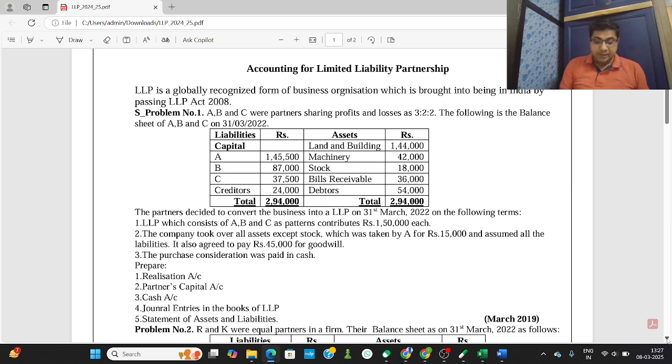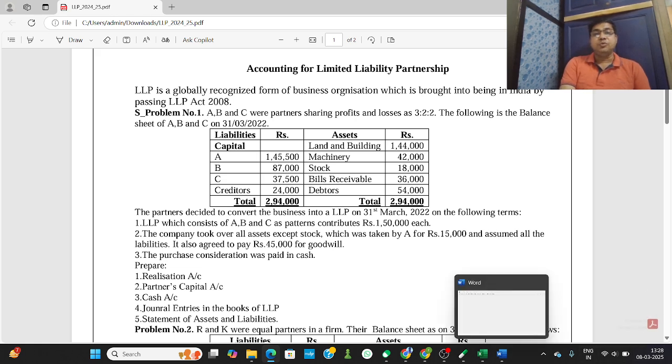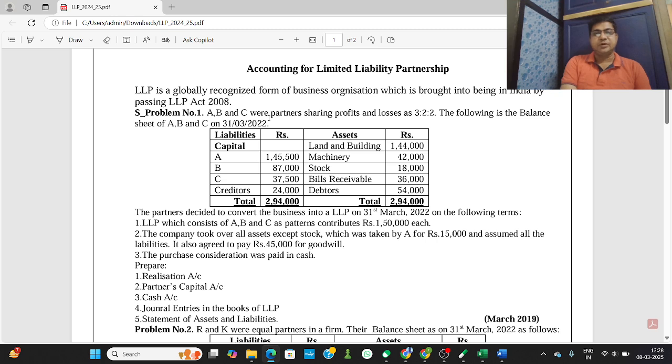These partners decided to convert their business into a limited liability partnership. It means the partnership has a profit sharing ratio of 3 to 2 to 1, and they decided to convert their business into an LLP. Previously, it was a partnership firm under the 1932 Act. Now, they want to convert this partnership into a limited liability partnership under the 2008 Act.